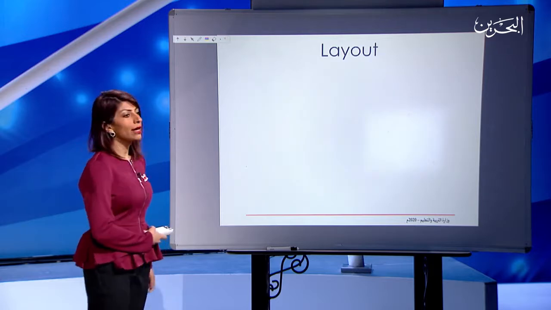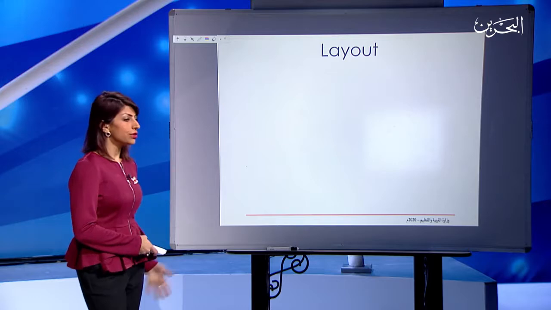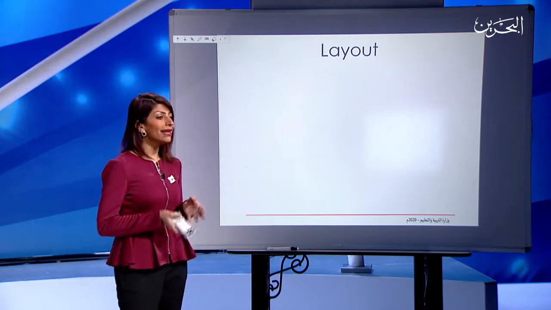Moving to the layout of describing a device. Before I present the layout to you, my dear students, I'd like to bring to your attention that this is Academic Skills Level 1, which means you're going to write as simple as possible a paragraph about a description or what is required from you.